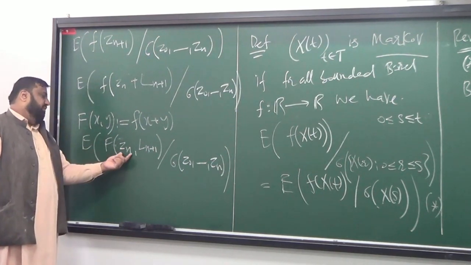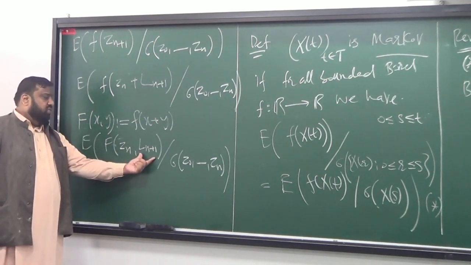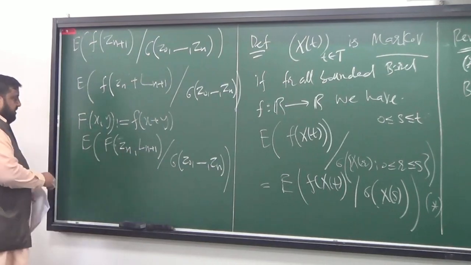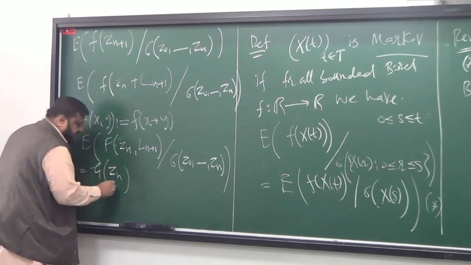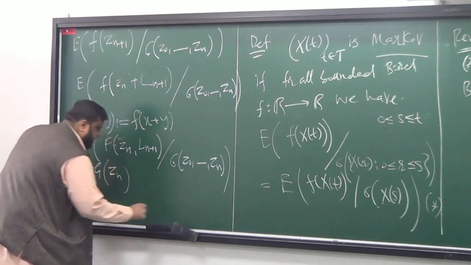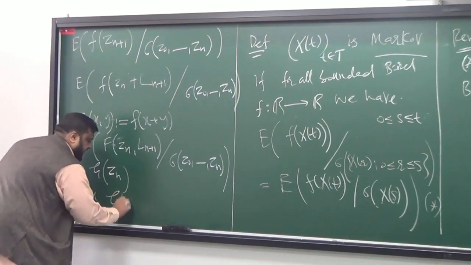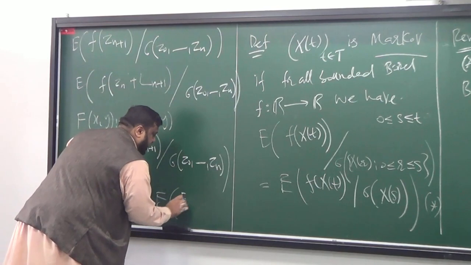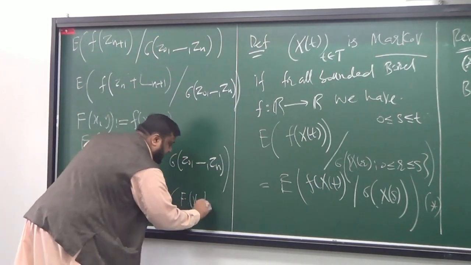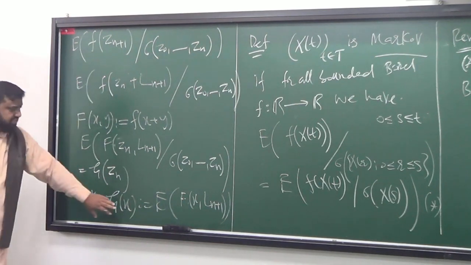If I fix this, for example, and see this function as a function of Ln plus 1, what can I say about it? So it must be independent. So in other words, I can say that this would be, for example, g of Zn. Now what is g? Where g of x is the expectation of f of x, where x is fixed, and Ln plus 1. Okay, so the expectation of such a function will be this.